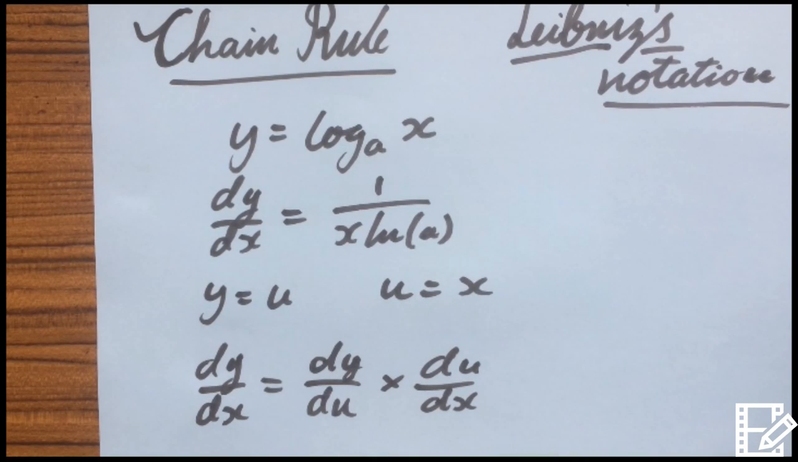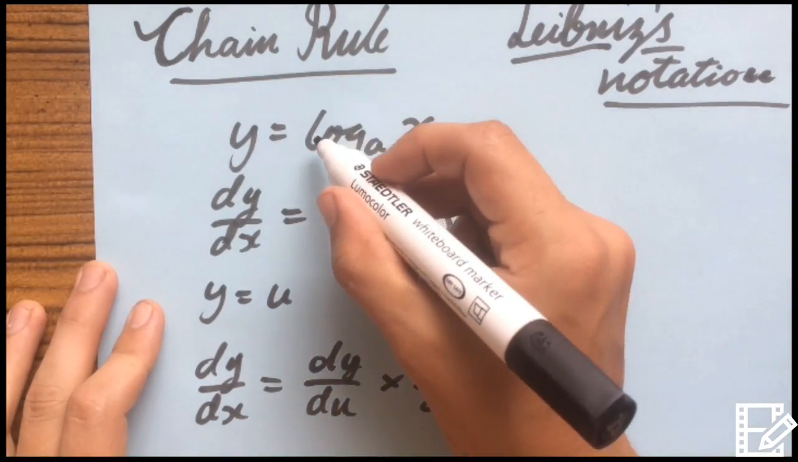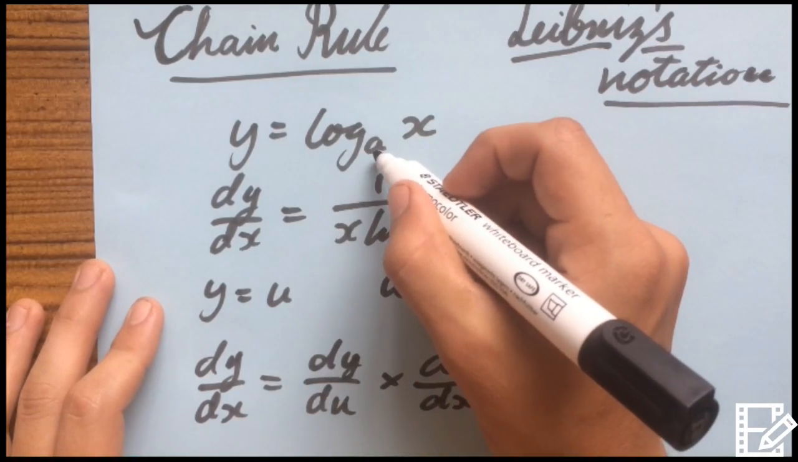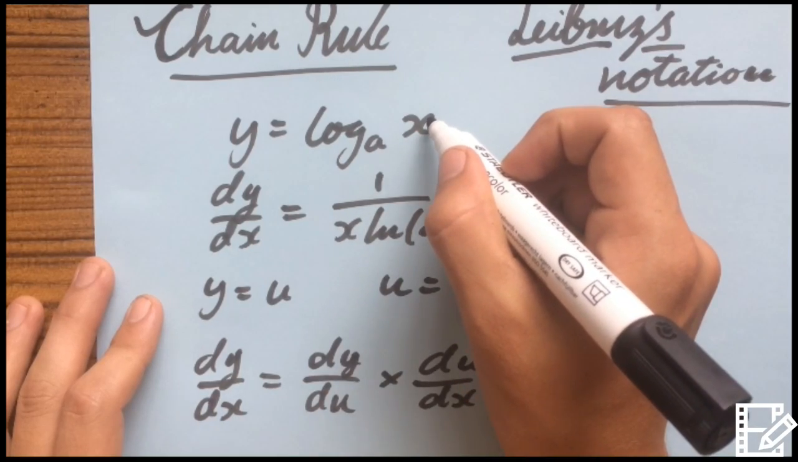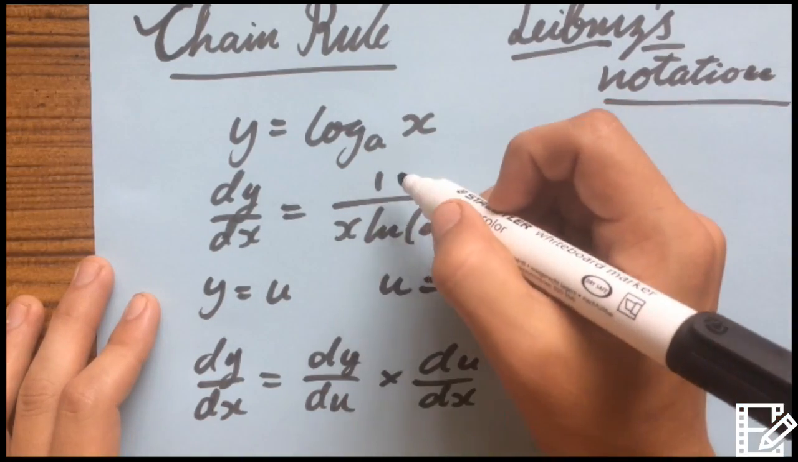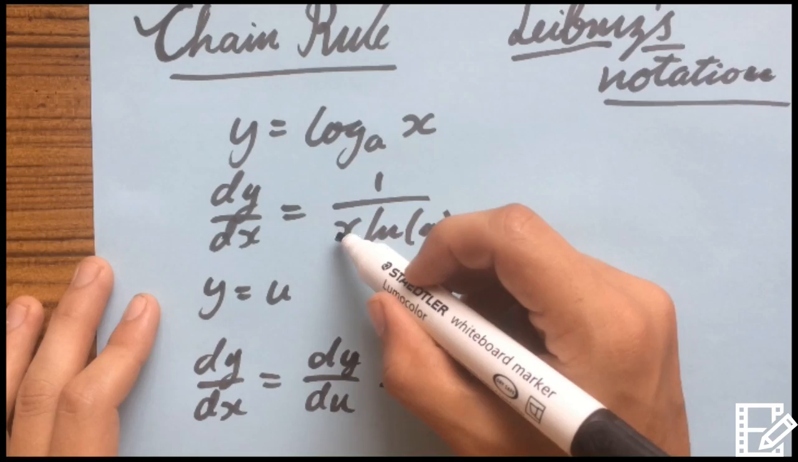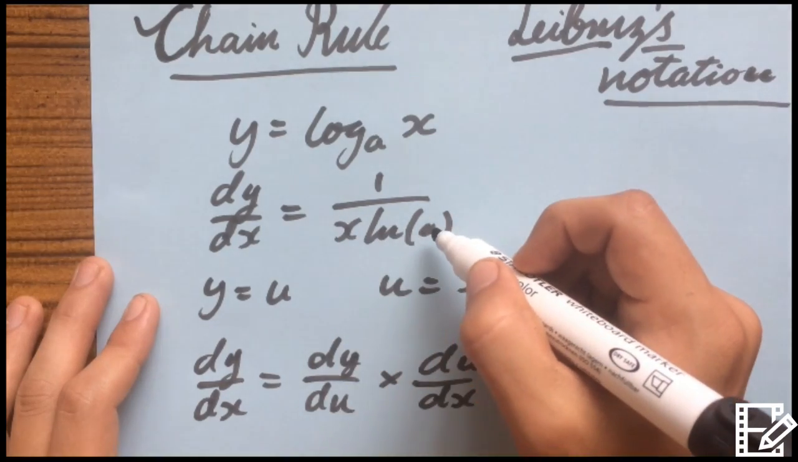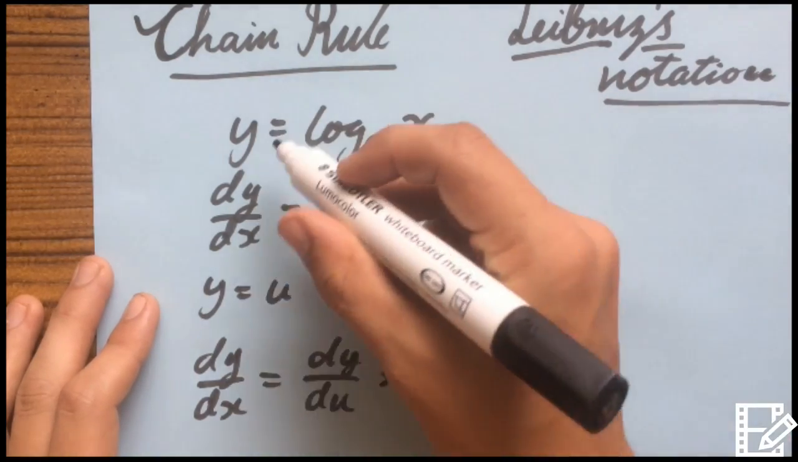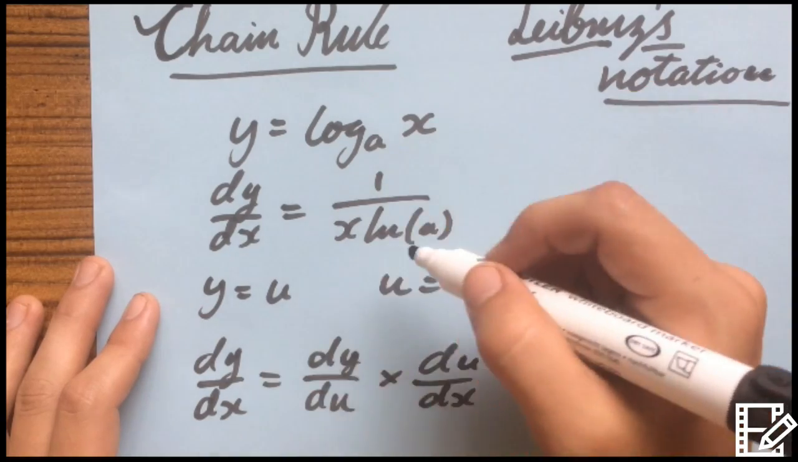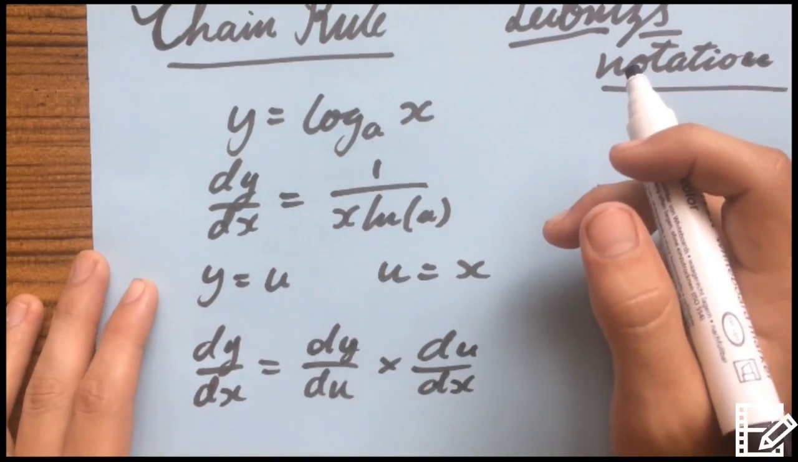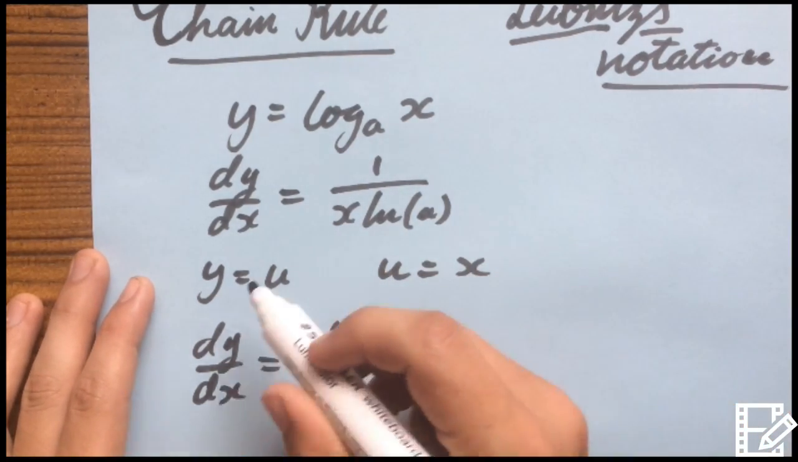Derivatives with logarithms, chain rule, Leibniz's notation. So here we have our function log a to the base of a x. We derive that, we get 1 over x multiplied by ln of a. I'll do an example of this in a second. It won't be the chain rule, I'll just show you how this works a bit better. But here's the chain rule.